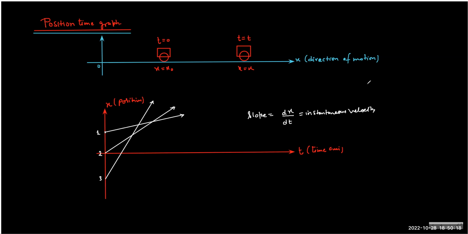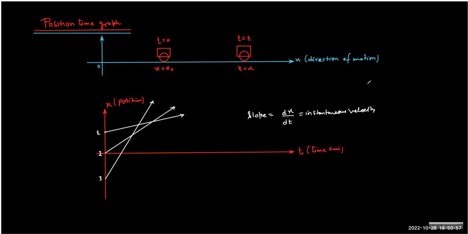So a straight line is representing a constant slope. It means every line is giving you the velocity of constant value. So who is moving fastest here? 3. Fastest means the slope is maximum, which means the steepness of the line. The steeper the line, the faster the velocity. Yes or no? Yes.